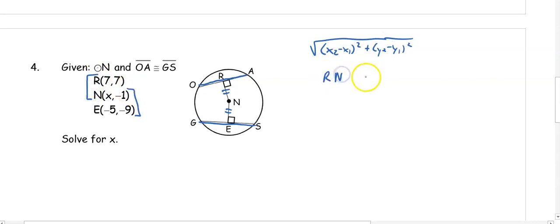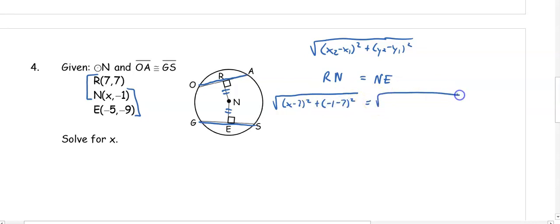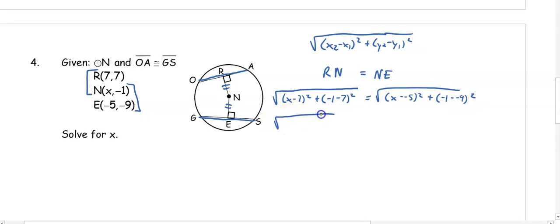RN needs to equal NE. So when we do the distance with RN, we have x minus 7 squared plus negative 1 minus 7 squared equal to, and we're going to do the other coordinate as well. So we have x minus negative 5 squared plus negative 1 minus negative 9 squared. As we simplify this, we have x minus 7 squared plus negative 8 squared is equal to x plus 5 squared plus 8 squared.